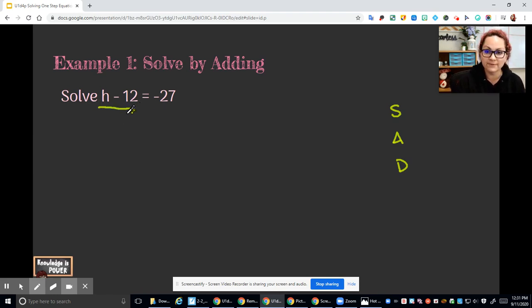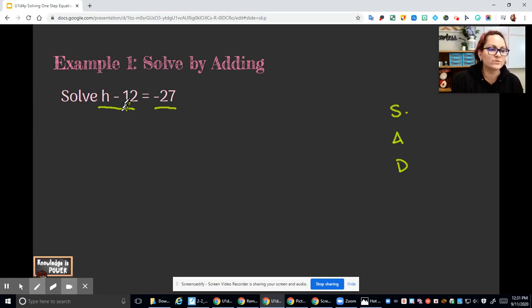So I look over here. Is this simplified? Do I see any parentheses? Nope. Do I see any like terms? Again, no, because this has an h and this is a constant. So no, they're not like terms. And the same thing here, okay? If we have one term, it's simplified. The next thing that we're going to do is we're going to look at adding, okay? Or the additive inverse, essentially.